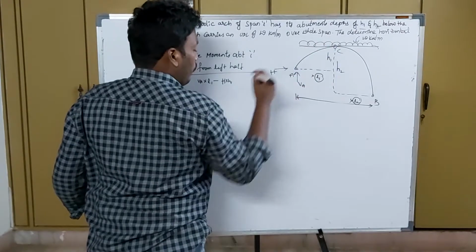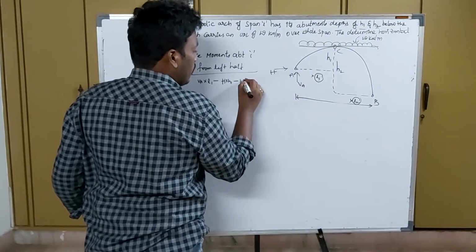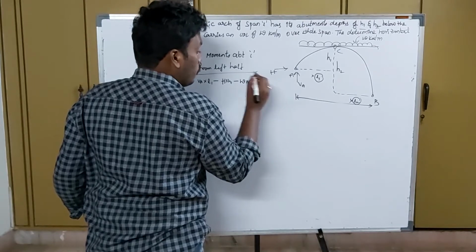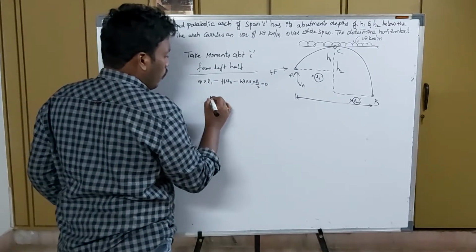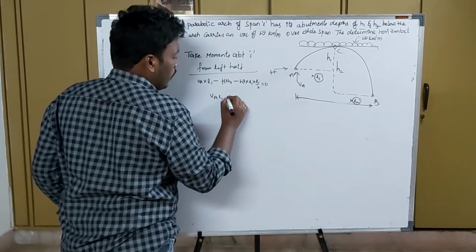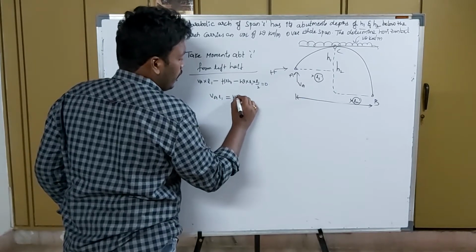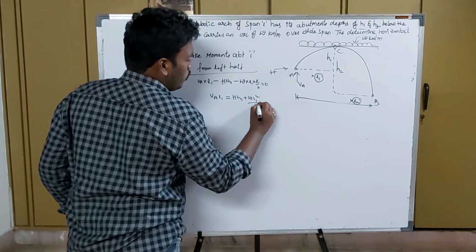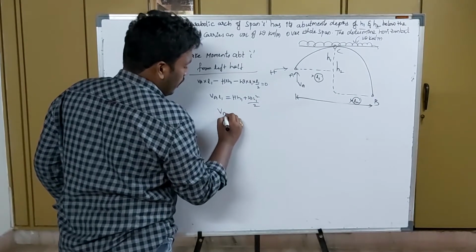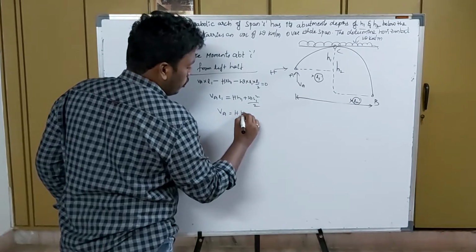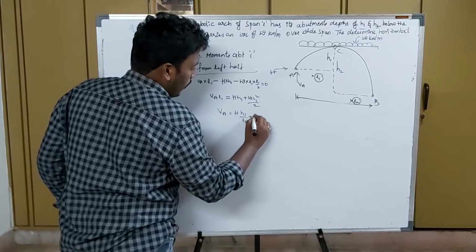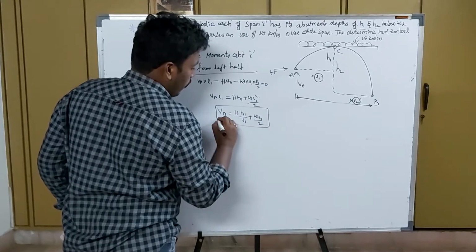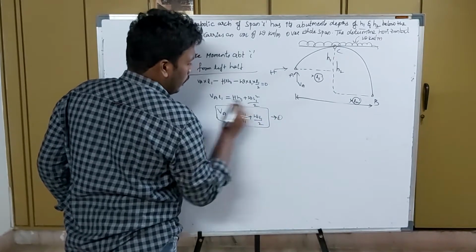ఇంకా మనకి ఇక్కడ యూనిఫామ్లీ డిస్ట్రిబ్యూటెడ్ లోడ్ ఉంది, minus W into L1 into L1 by 2, which should be equal to 0. So therefore VA into L1 is equal to H into H1 plus W L1 square by 2. Therefore VA is equal to H into H1 by L1 plus W L1 by 2. This is in terms of VA. Let it be equation 1.